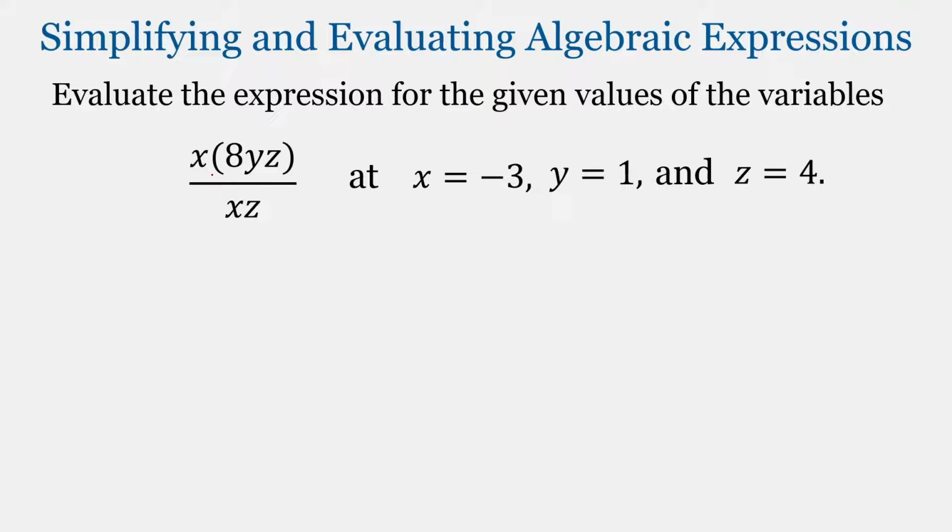Now let's look at one with division. So we have x times 8yz divided by xz. Now again, multiplication, the order and the groupings do not matter. So we can rewrite the numerator as 8 times x times y times z all over x times z. And these factors that are the same in the numerator and the denominator, we can cancel out. So we can cancel out the x, and we can cancel out the z. That leaves us with 8y.